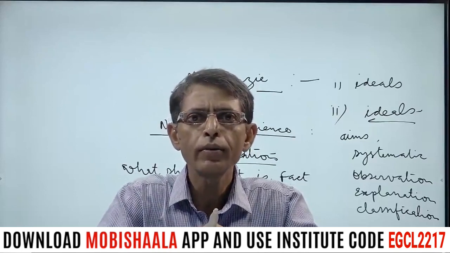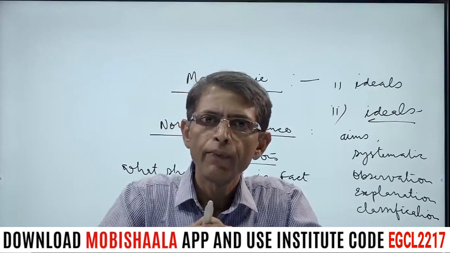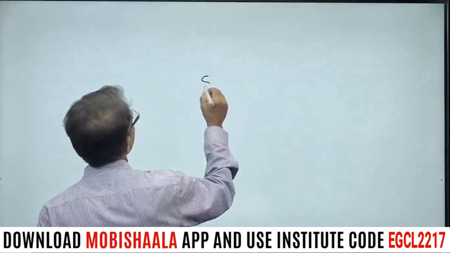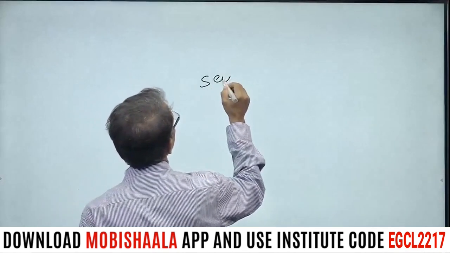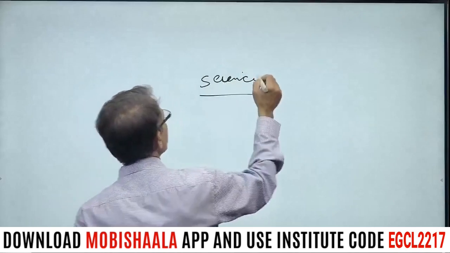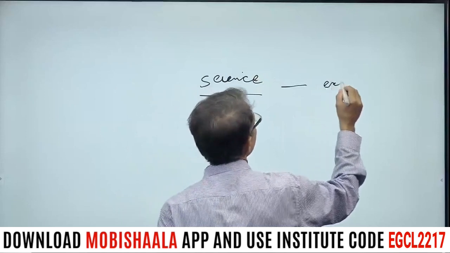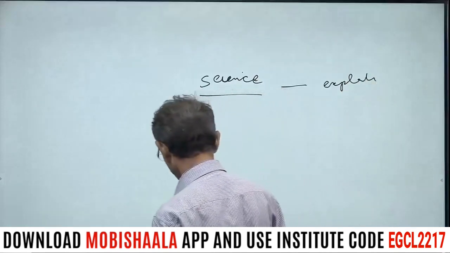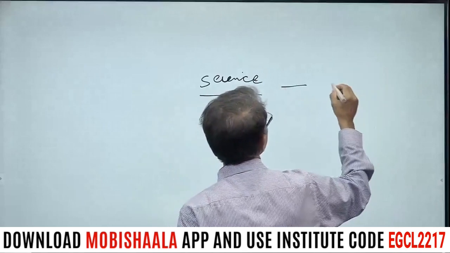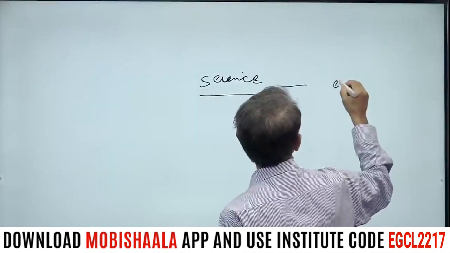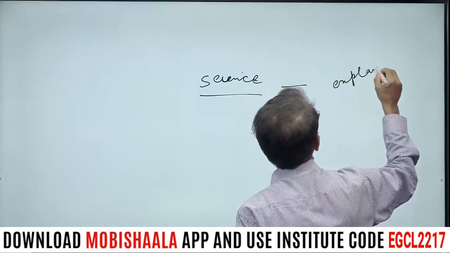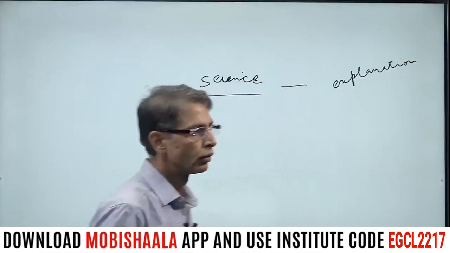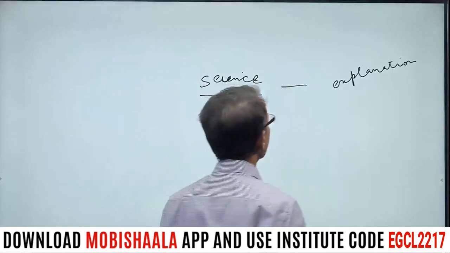The prime work of normative science is evaluation, and now we can ask whether it is a science or not. Can we call it science or not? And we have given the answer of science. It is known as, you know, there is explanation, classification.